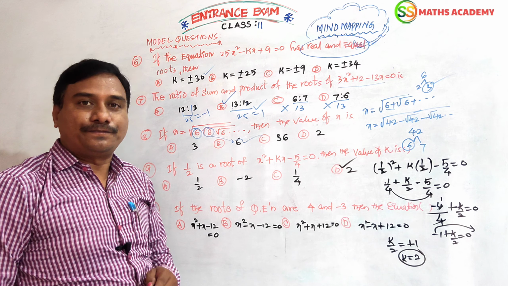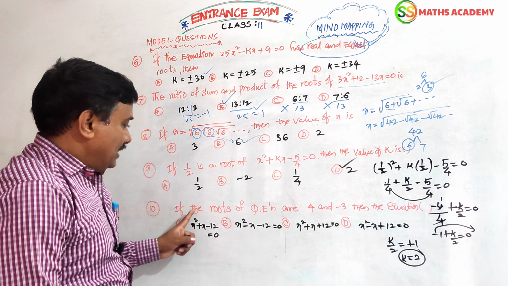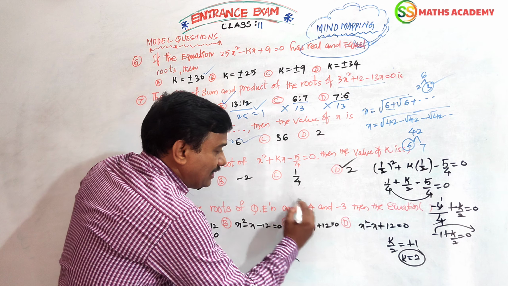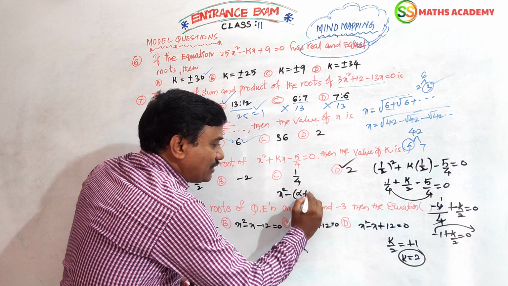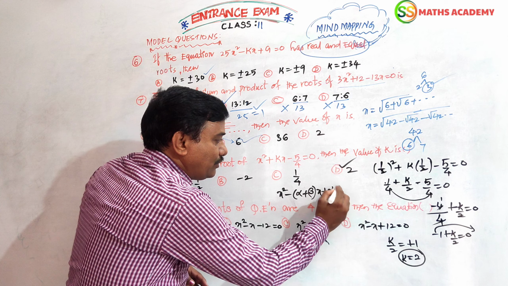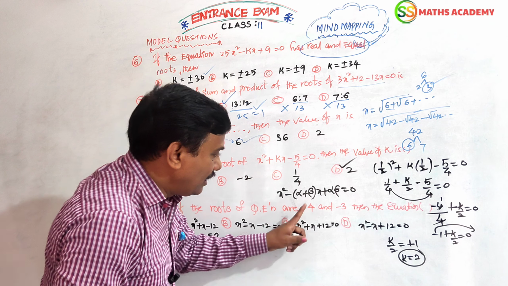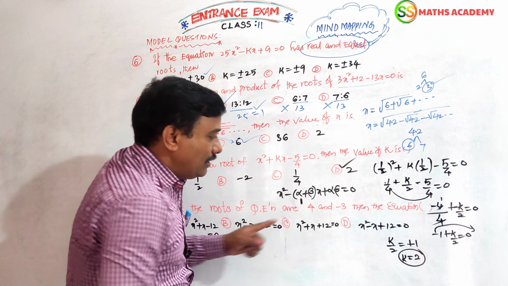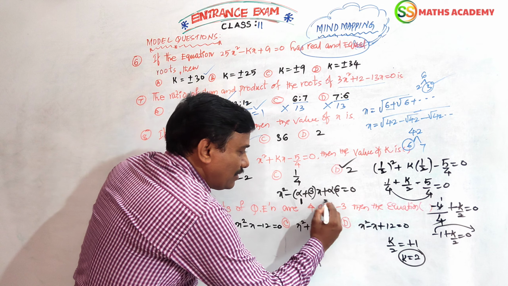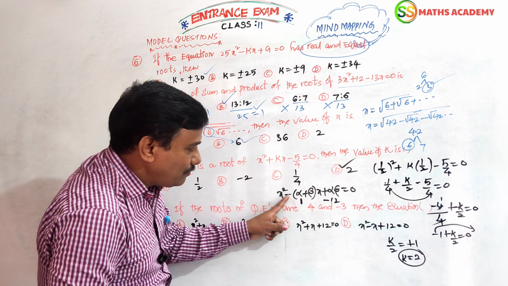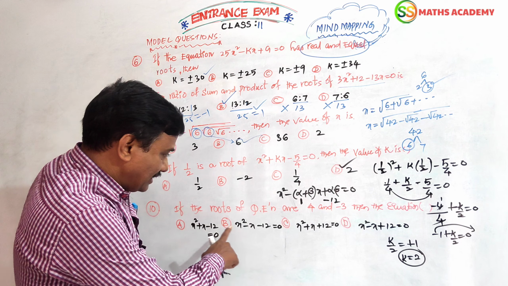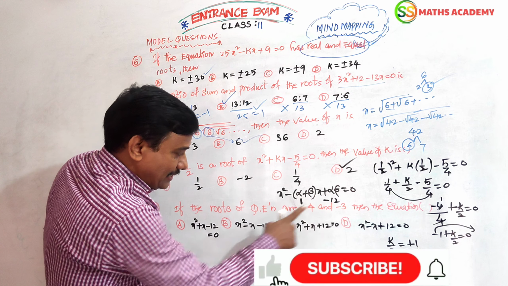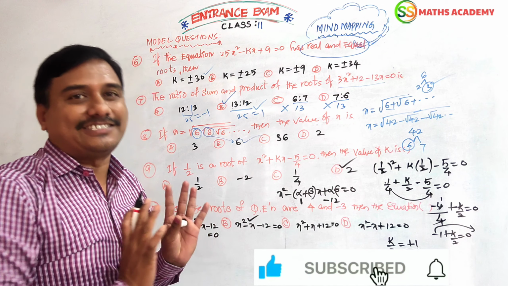This is your option. Clear, my dear children? Next. If the roots of a quadratic equation are 4 and minus 3, then find the equation. I told you very clearly. When the roots are given, the quadratic equation formula is x square minus (alpha plus beta) x plus alpha beta equals 0. 5 seconds answer. 4 minus 3 is 1. 4 into minus 3 is minus 12. So x square minus 1x minus 12. This is your answer.